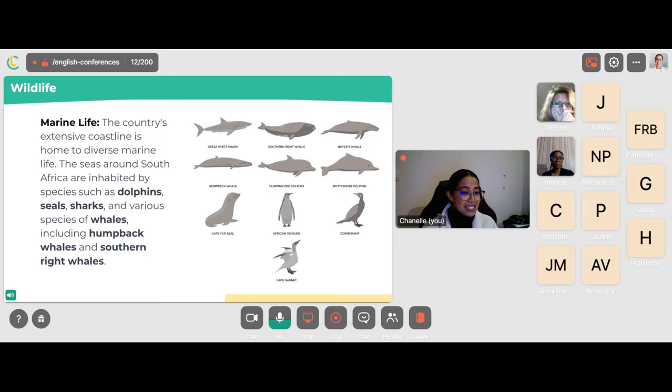On the right-hand side, you can see an image of some of our greatest marine life, and we start with the great white shark. We then have the southern right whale. We have the Bryde's whale as well, the humpback whale, the humpback dolphin, the bottlenose dolphin, the Cape fur seal, the African penguin, the cormorant, and the Cape gannet, popular to the Cape.